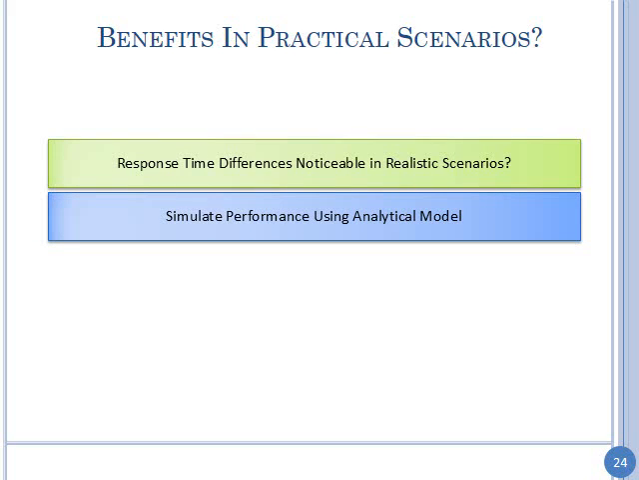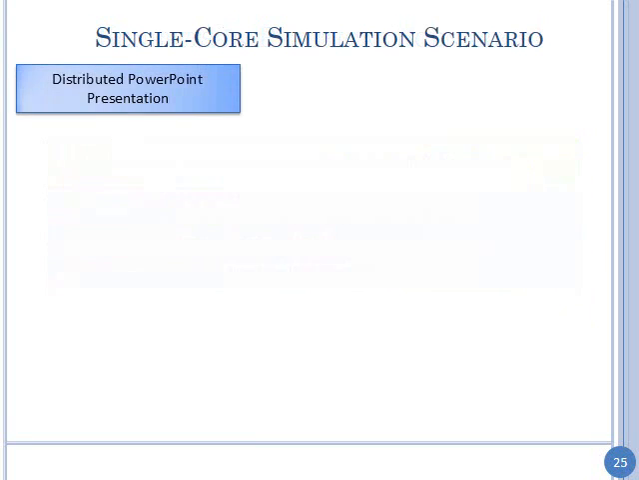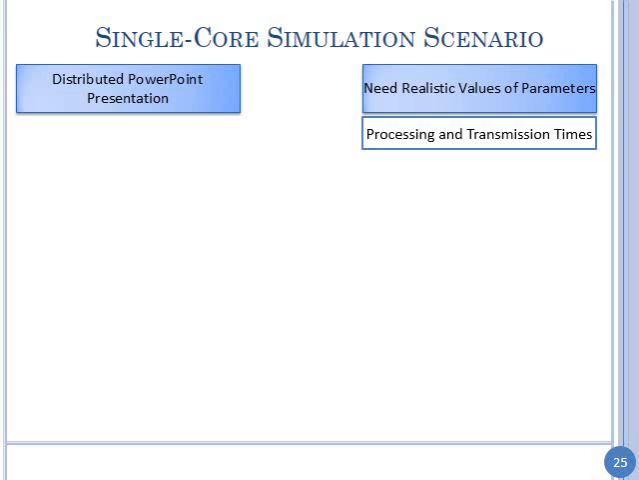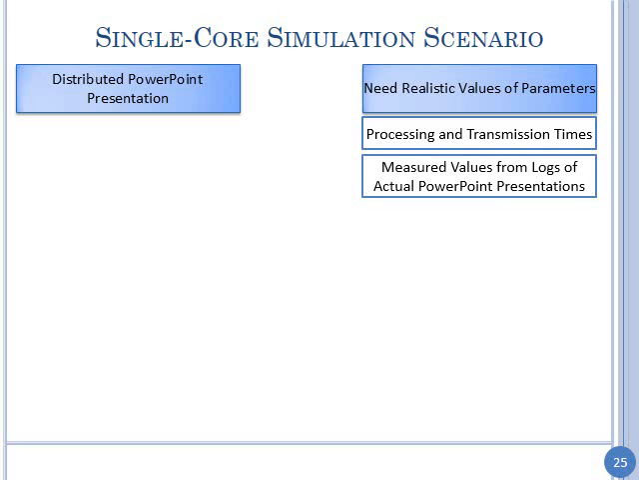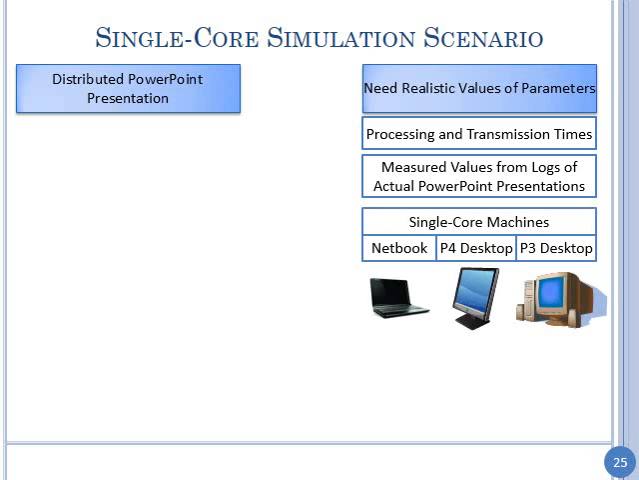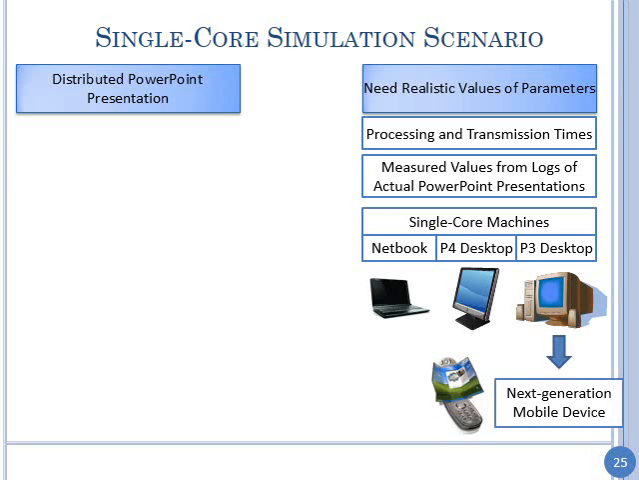And if we want practical scenarios, we need practical simulations. A distributed PowerPoint presentation. The first thing we need is realistic values of PowerPoint transmission and processing times. We gather them, we measure them from actual logs of PowerPoint presentations, and in this case, I'm doing a single-core simulation scenario for now, and we measure them with 3 different single-core machines: a netbook, a P4 desktop, and a P3 desktop, where the P3 desktop is sort of meant to simulate the power of next generation mobile devices.